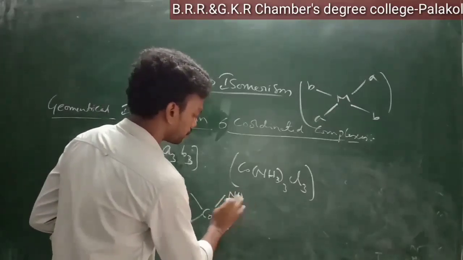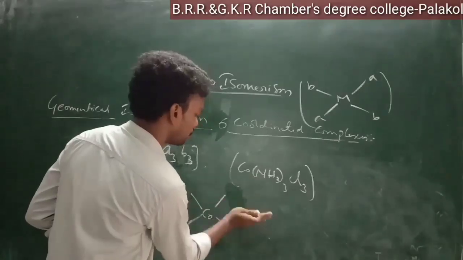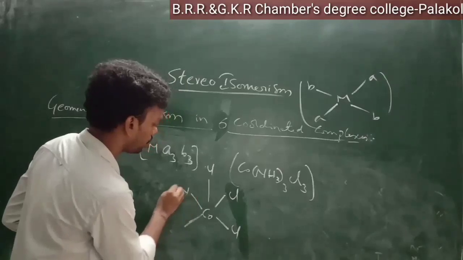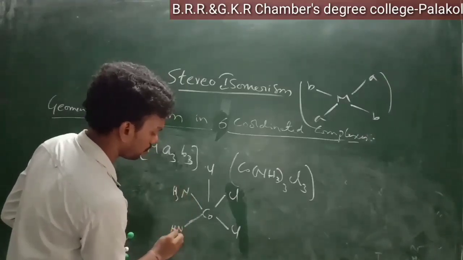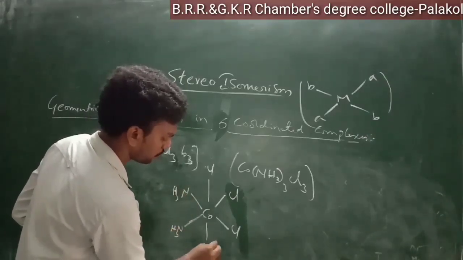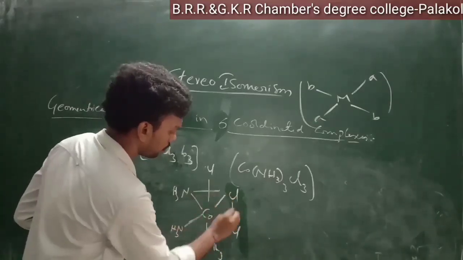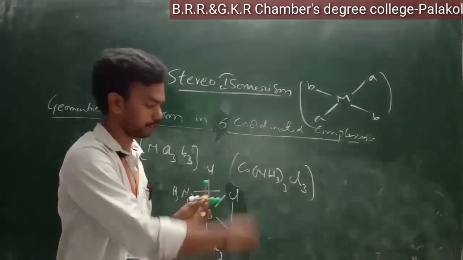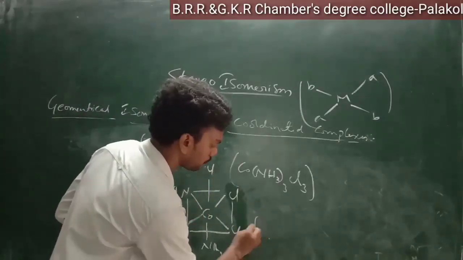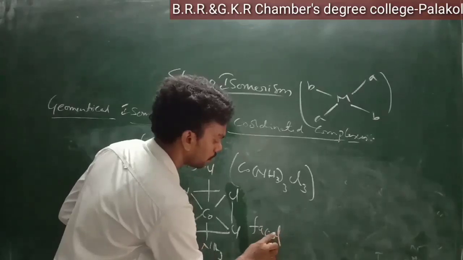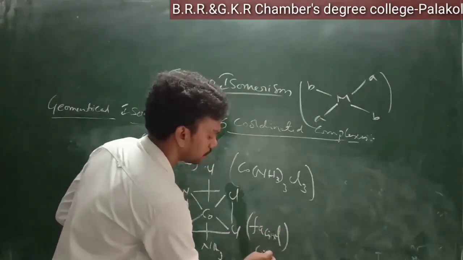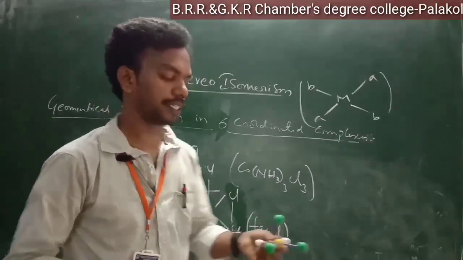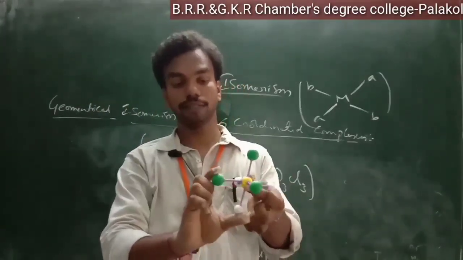If you see the structure, NH3, Cl, Cl, Cl, NH3, NH3, NH3. Okay, so these three chlorines are on one face. So this is a facial or cis, so facial isomer. This is facial isomer, and the second isomer is if you interchange these two ligands, right?